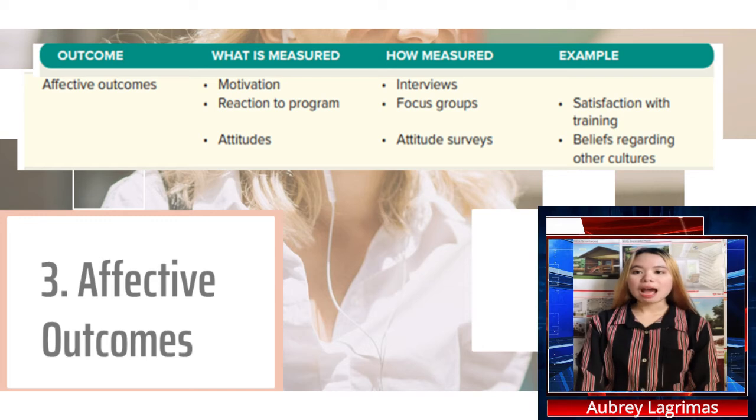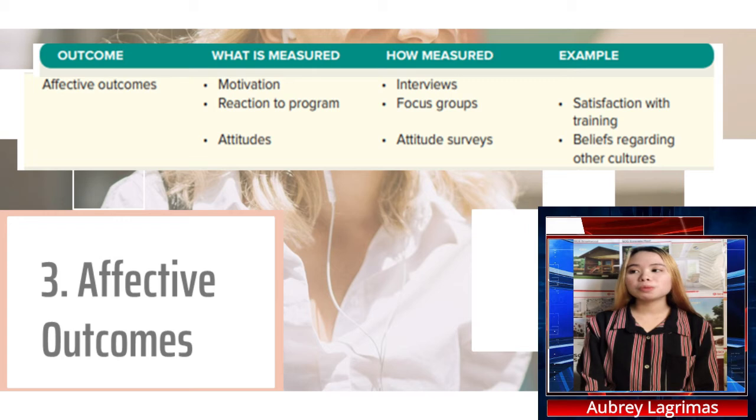Affective outcomes. Affective outcome is learning that is associated with feelings rather than knowledge or skills, such as learning to accept an idea or concept, or learning to appreciate a point of view. Affective objectives are designed to change an individual's attitude, choices, and relationships, and they are measured by interviews, focus group discussions, and attitude surveys.